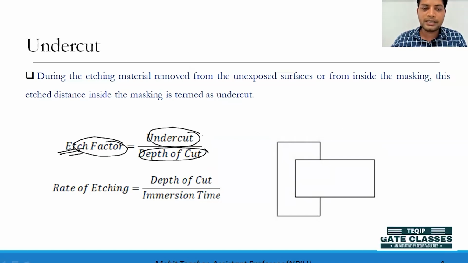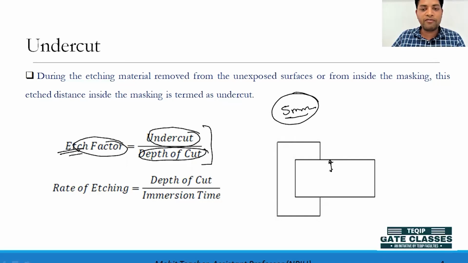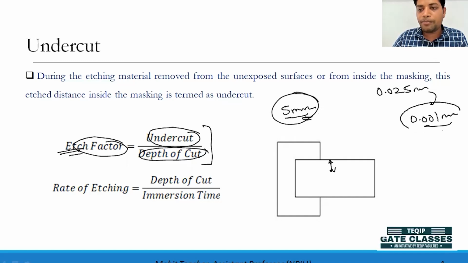Second, if they are saying that for 5 mm of material, you have to remove 5 mm on this side, you cannot remove 5 mm at once. You have to go by step 0.025, then again 0.025, then again 0.025, like that. So you have to keep in mind for 5 mm how much time you are removing the material, and if for 0.025 mm we are saying that 0.001 mm is the undercut, then keep in mind how much undercut there will be for 5 mm. From that you can calculate this etching factor.